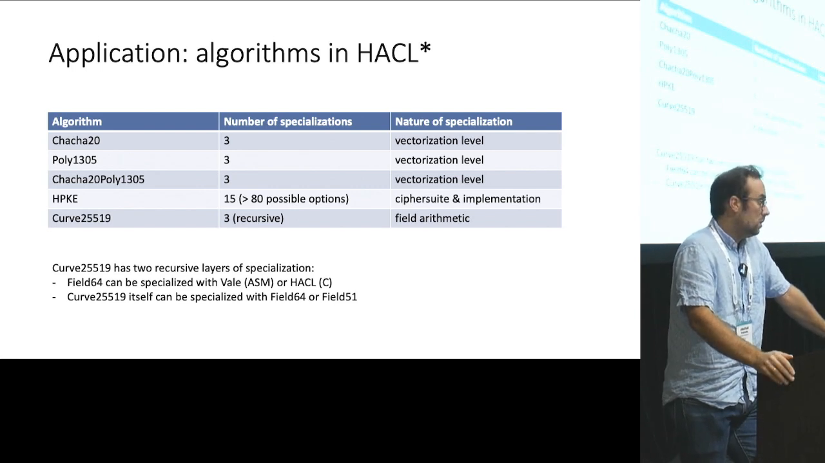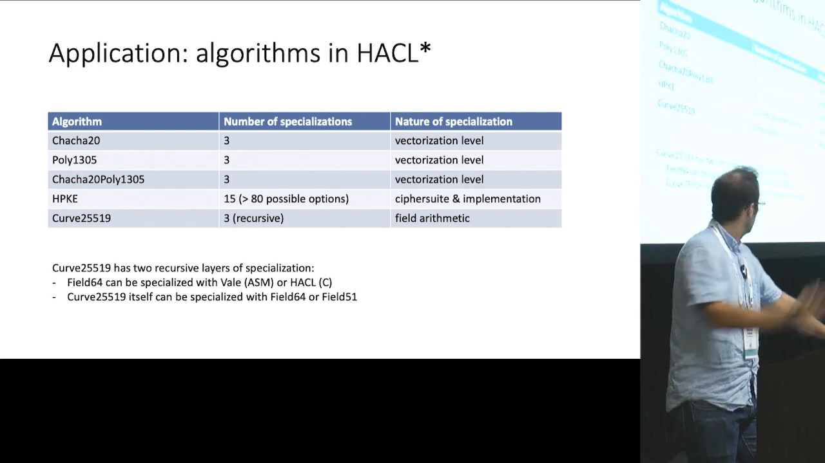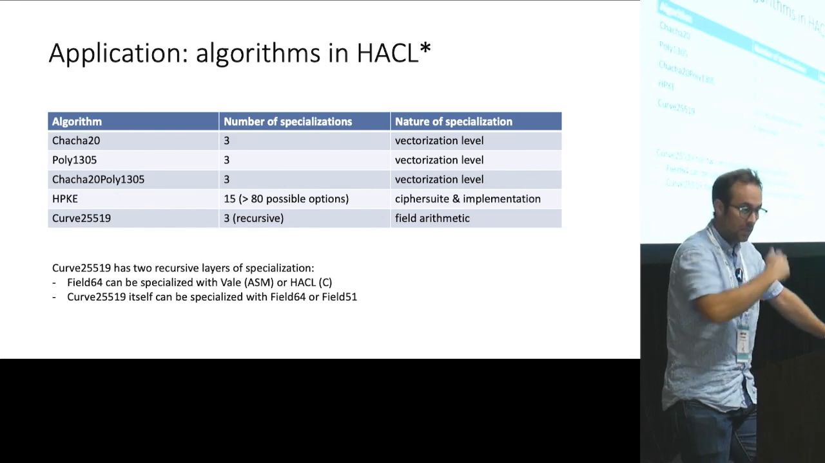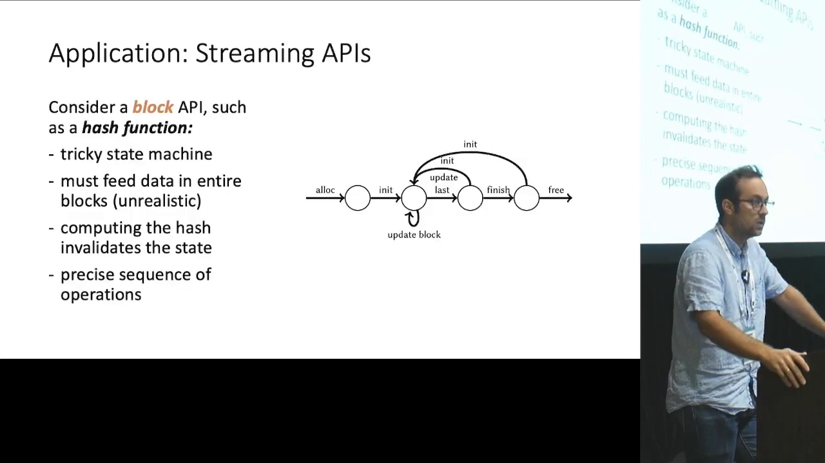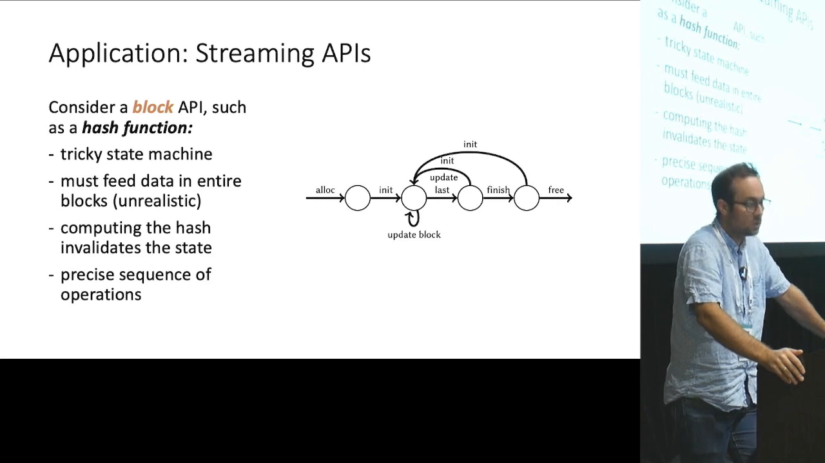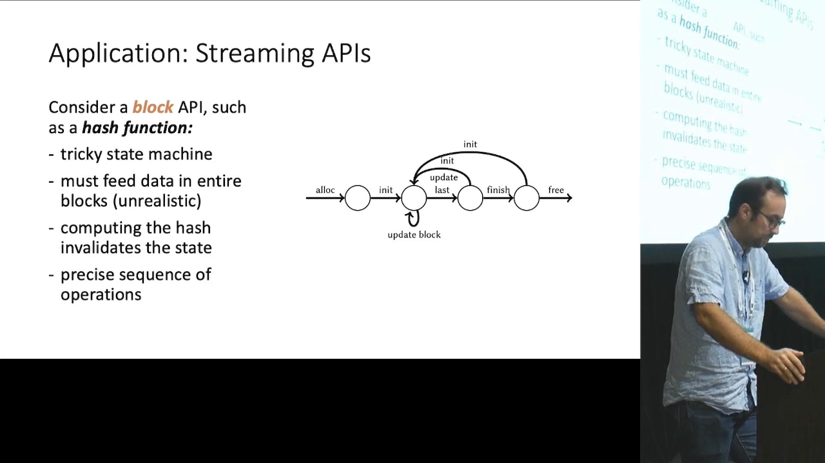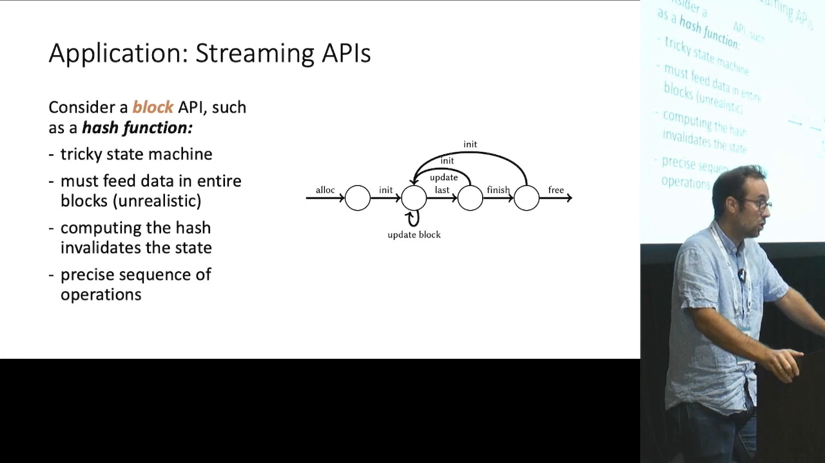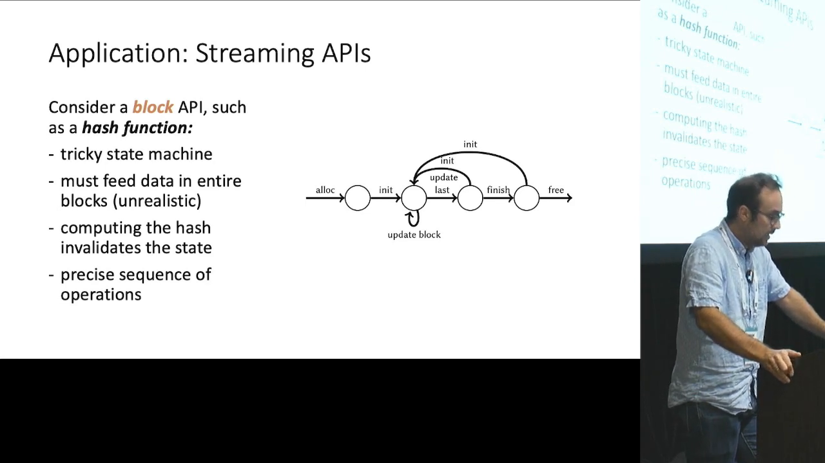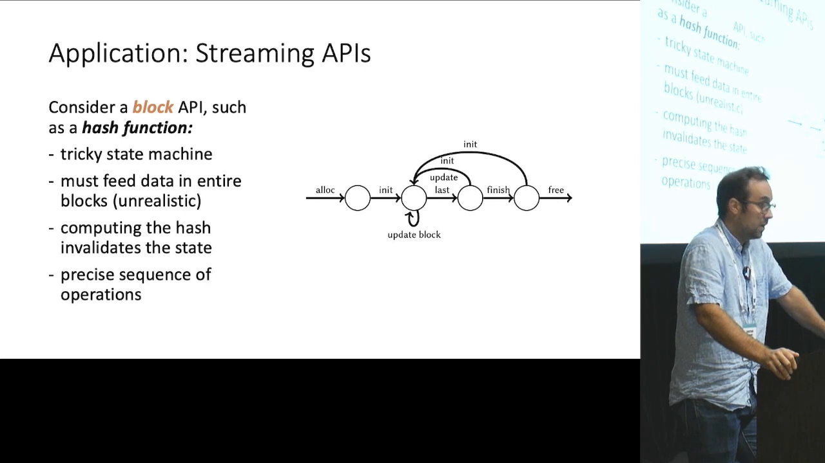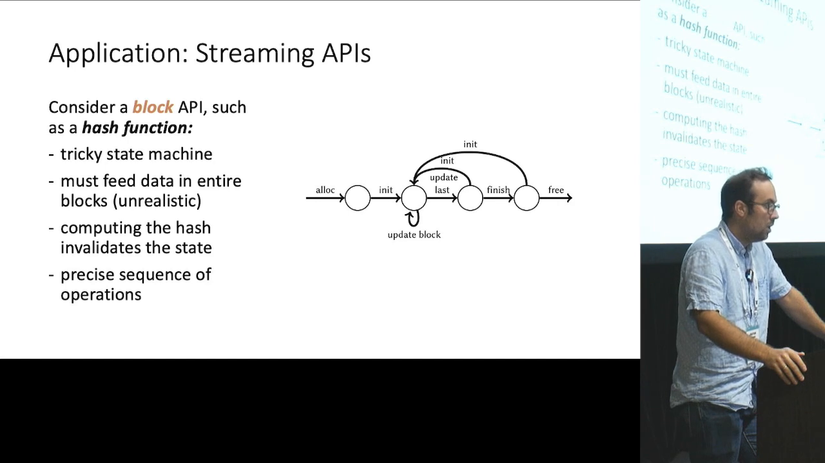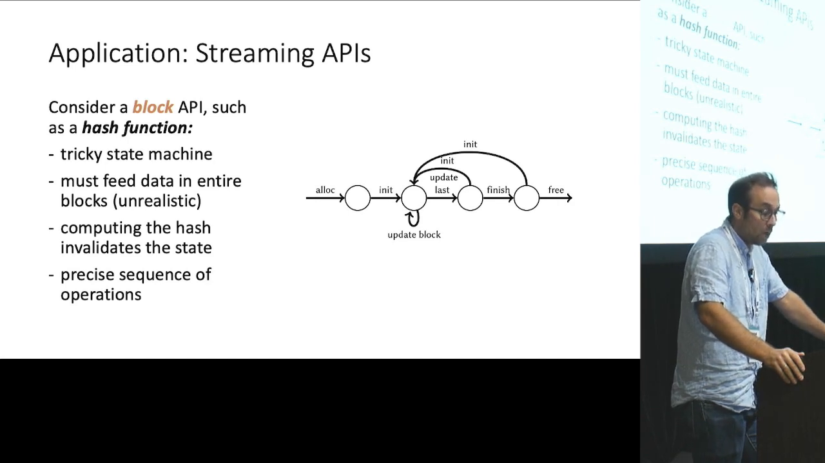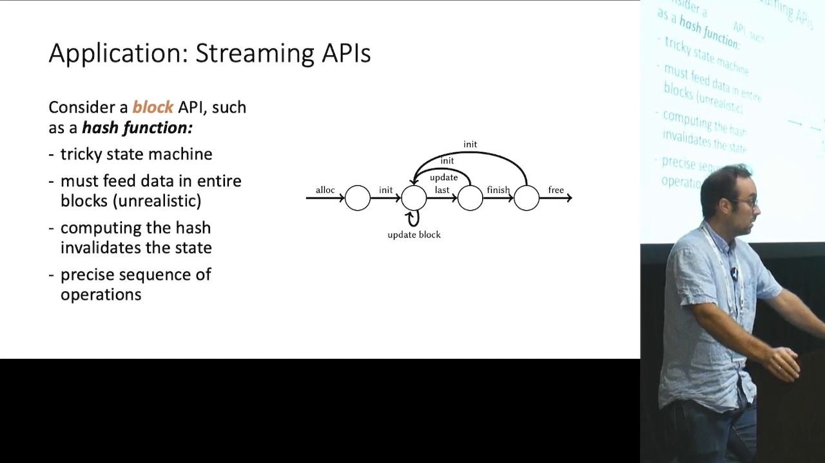Which brings me to perhaps the flagship application. These are already uses of the techniques that I described, but the flagship use of the technique is the streaming API, and that's the stuff that went into Python. So now I'm going to tell you a little bit more about that whole update business. This is a very nasty state machine. This is a state machine for what's called a block algorithm. A block algorithm means that it processes data block by block. A block is, I don't know, 128 bytes, 64 bytes, whatever, but it can only process data one block at a time. And this means that the state machine is super tricky.